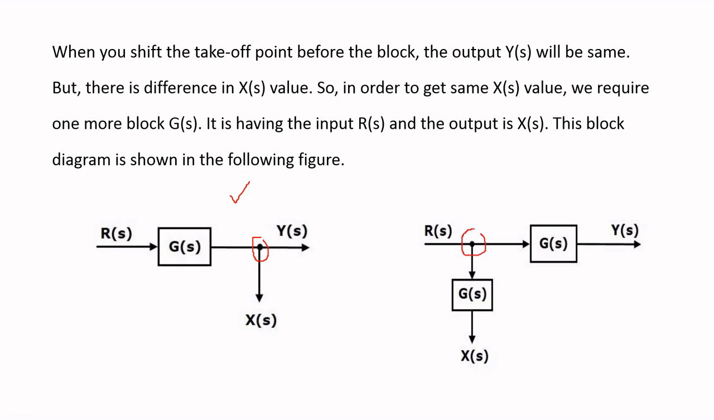In these two blocks we are going to get the y of s as well as x of s equations same. From the first block diagram, y of s is equal to x of s, that is equal to the product of these two, with the takeoff point after the block. If we consider this block diagram, that is takeoff point before the block, in this case also we are going to get y of s and x of s, that is equal to r of s into g of s.